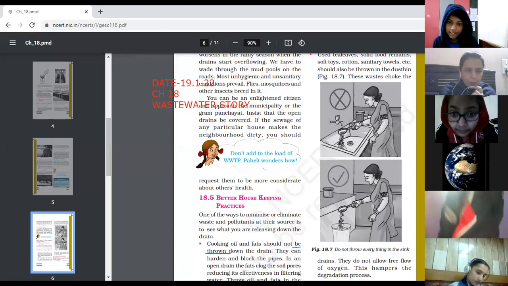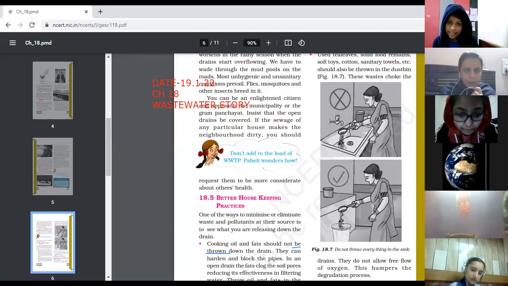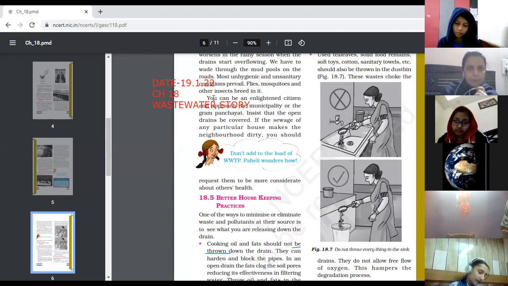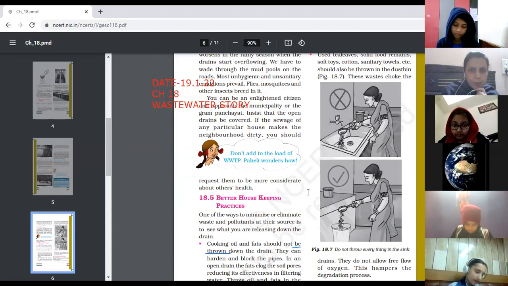Malvika, you can continue with the next paragraph. You can be an enlightened citizen and approach the municipality or the Gram Panchayat. Insist that open drains be covered. If the sewage of any particular house makes the neighborhood dirty, you should request them to be more considerate about the others' health. Okay, children.